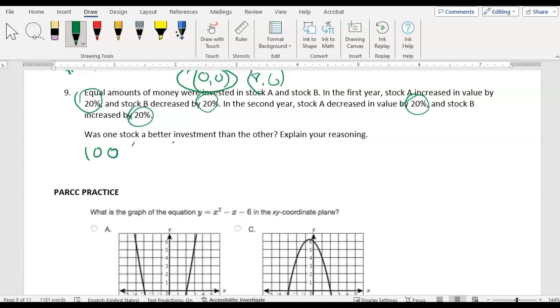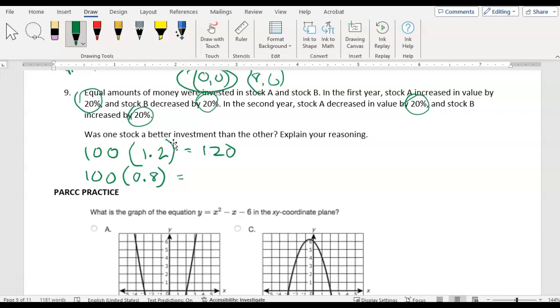And it increased by 20%. That means our factor is 1.2, right? Because it increased by itself plus that 20%. And then we have stock B, which was, we'll say 100, and it decreased by 20%, which means it retained 80%. So let's see what happens here. If I have 100 times 1.2, we'll get 120. So now this is 120.